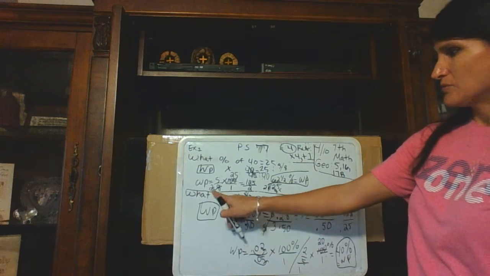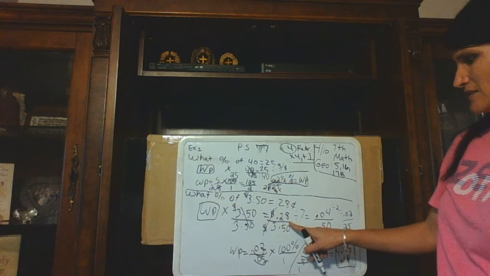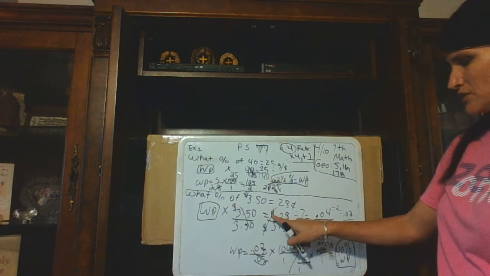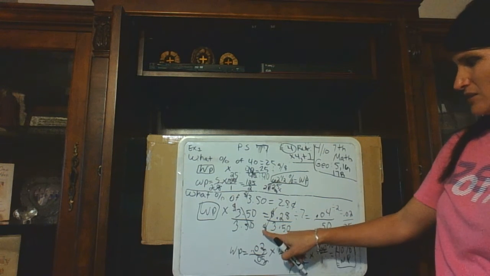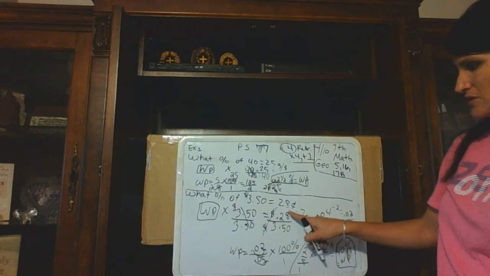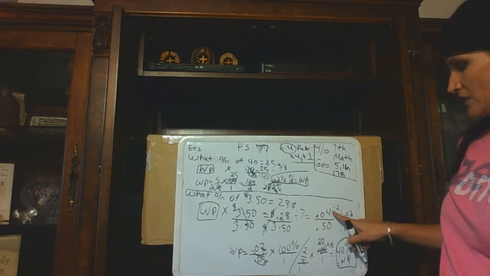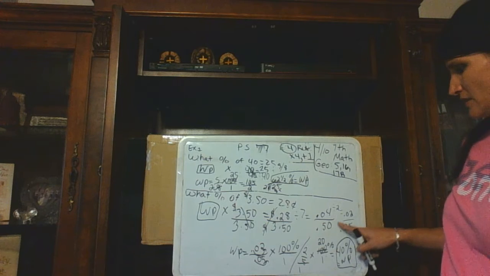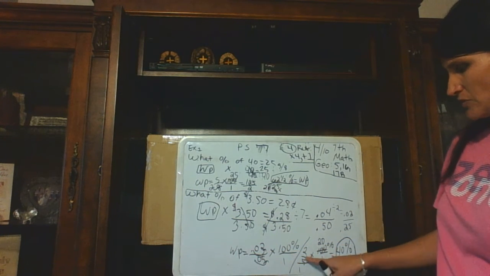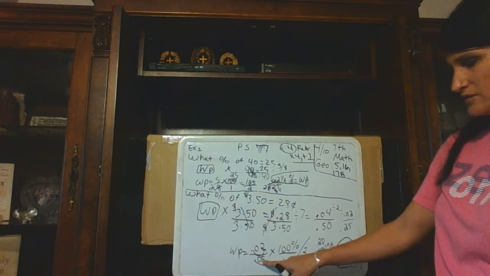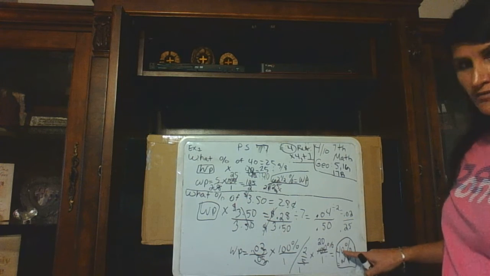So to recap, WP times $3.50 equals 28 cents. I changed the cents to dollars. I divided by 350. I canceled my dollars. And I reduced the 28 and the 350 by 7 to make the math easier. I got 0.04 and 0.50, and then I reduced one more time. I moved the decimal to make whole numbers because you cannot have a decimal fraction. So I made it 2/5 times 100, and then I reduced, and I got 40.